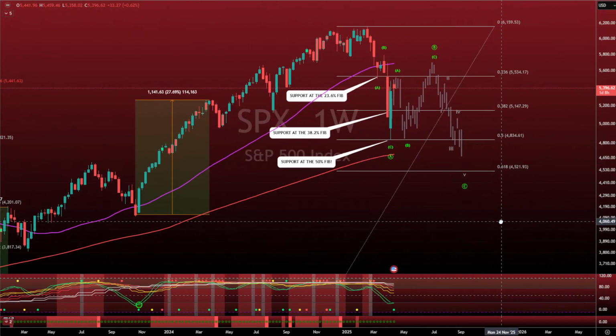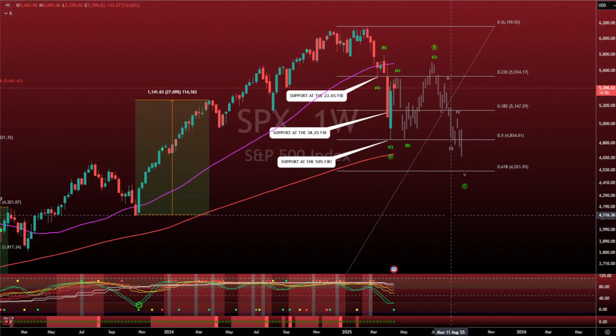Because I believe at this point in time we are likely going to see price action come back to this 4,500 area, which is where I will get more aggressive when it comes to my longer term accounts, and that's what you should also be paying attention to. Okay, so that was way too much time on the S&P 500.